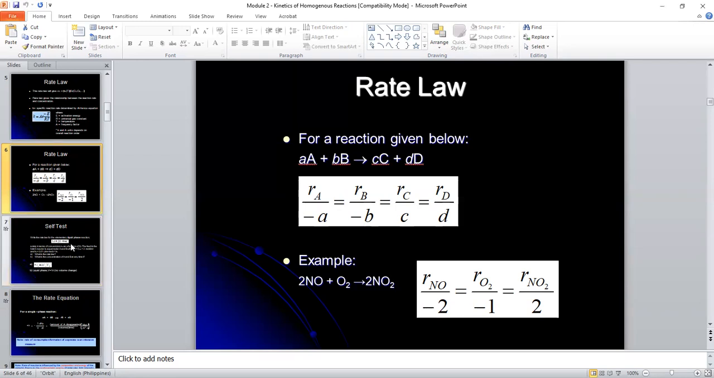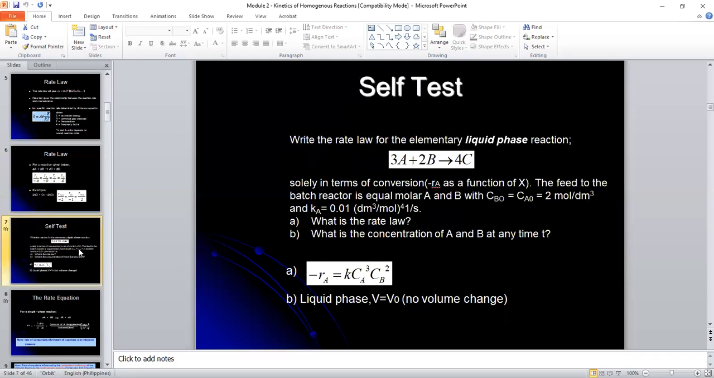Okay. So as a little self-test here, write the rate law for the elementary liquid phase reaction that you are given here.